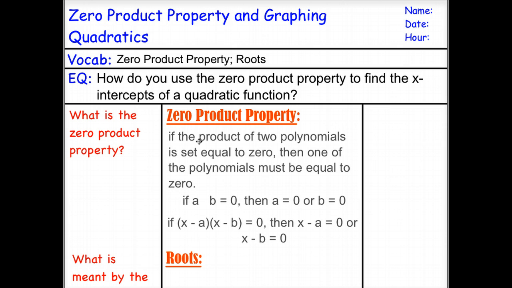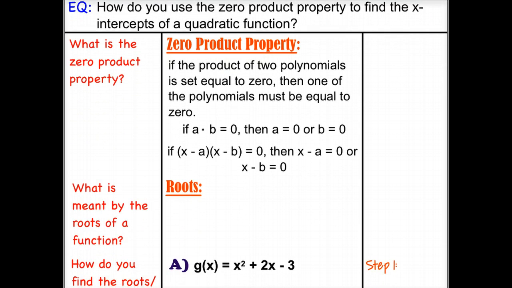The zero product property states that if we have two polynomials that are set equal to 0 and they're multiplied together, as in the case of when we have factored form, then one of those polynomials must be equal to 0. Therefore, if either one of them is 0 or our x-intercepts, then we will have solutions. So simply put, if a times b equals 0, then either a equals 0 or b equals 0. And likewise, if x minus a times x minus b equals 0, then either x minus a will equal 0 or x minus b will equal 0.